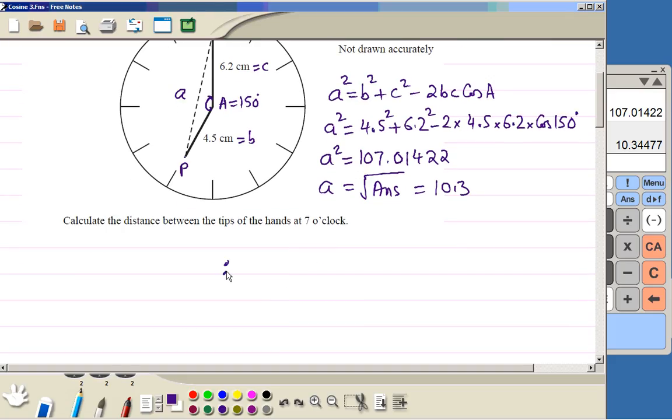So therefore the distance PQ is equal to 10.3 centimeters.